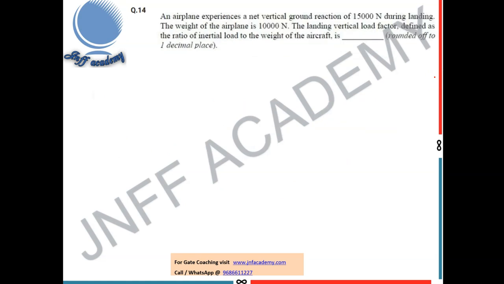Okay, and this is the last question in the aircraft performance. It's a very easy question. An aircraft experiences a net vertical ground reaction of 15,000 Newton. So they have put that net vertical ground reaction, summation of Fi, is equal to 15,000 Newton. Okay, and the weight of the airplane is also given, which is equal to 10,000 Newton. The landing vertical load factor, defined as the ratio of inertial load to the weight of the aircraft, is?